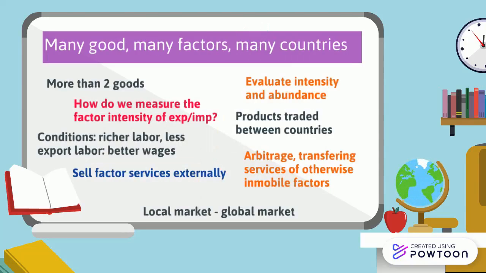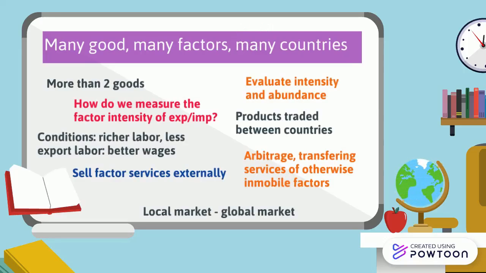This model says that when there are more than two goods, it is more complicated to evaluate factor intensity and factor abundance. Furthermore, how do we measure the factor intensity of exports and imports when there are thousands of products traded between countries? The answer will be the geographic distribution of productive resources.